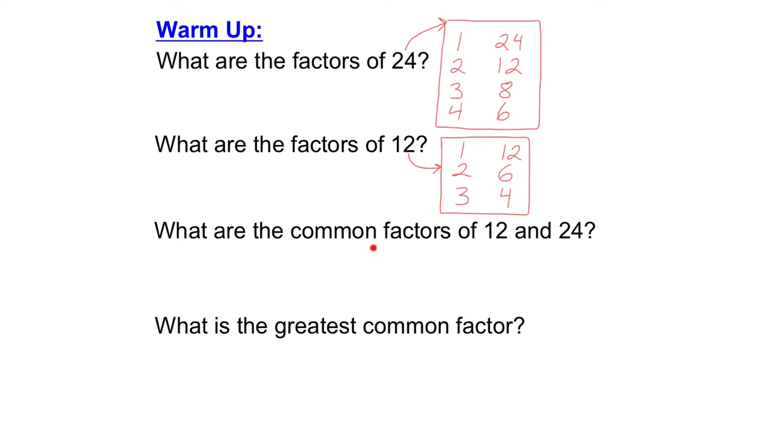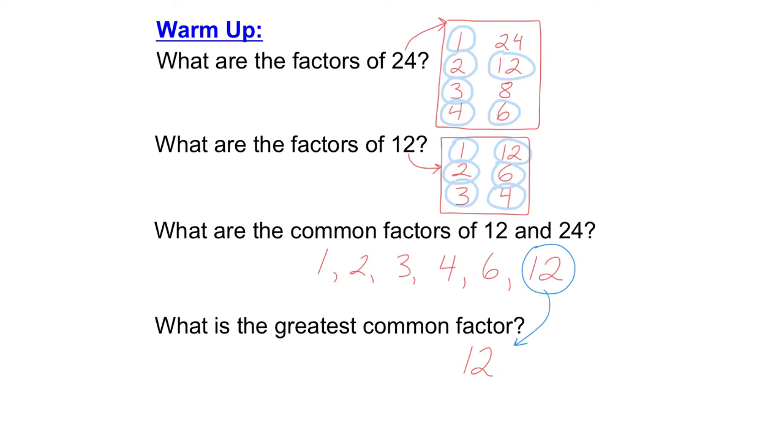So what are the common factors of 12 and 24? Well, which factors do they have in common? 1, 2, 3, 4, 6, and 12 are the common factors of 12 and 24, but what is the greatest common factor? Of the common factors, 12 is the highest one. That's the greatest one. So 12 is the greatest common factor.